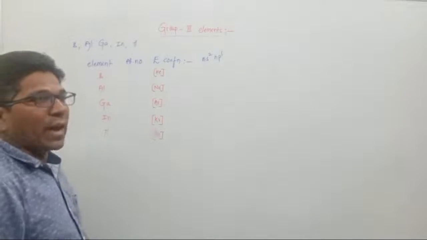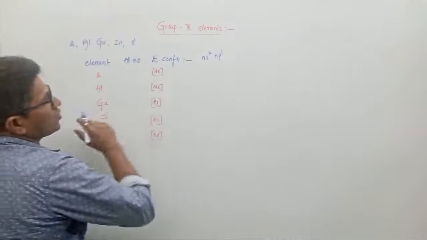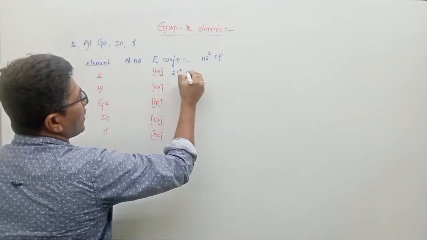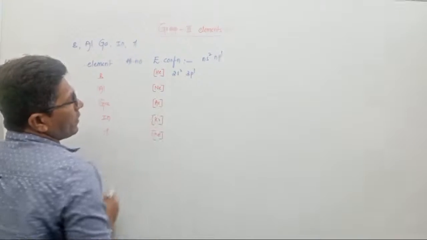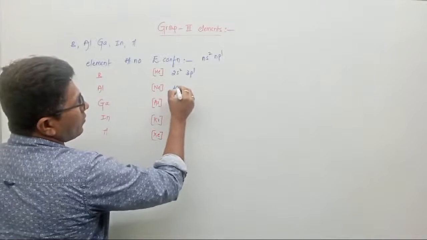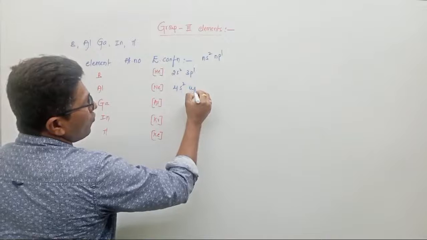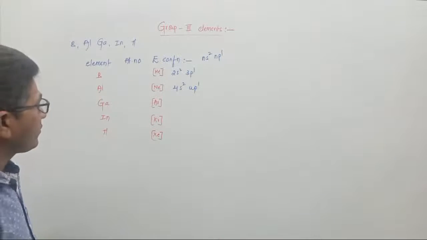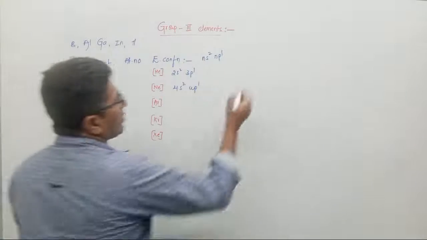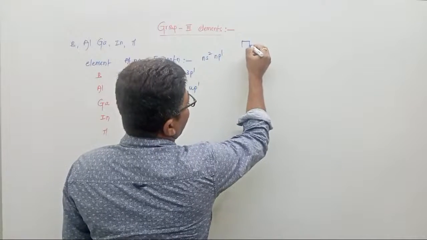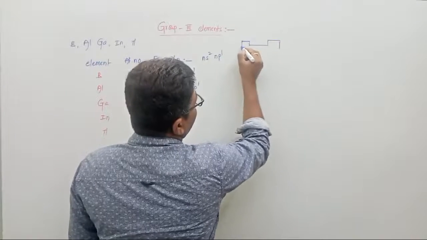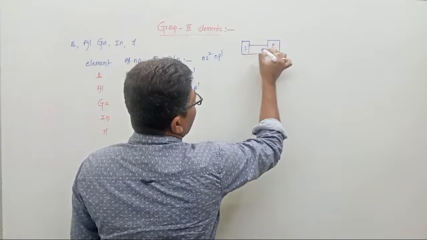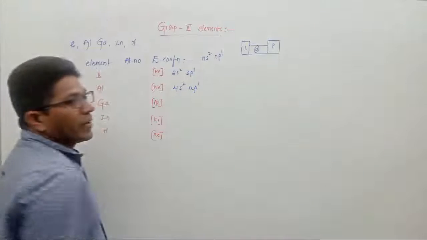Total how many? 3 electrons. So 1s2, 2 electrons completed. Next 2s2, 2p1. Next neon, 3s2, 3p1 configuration. What about the next one? Next one here starts with, see here, this is s block elements. After that, p block elements, s, p. Next starts with d block elements.